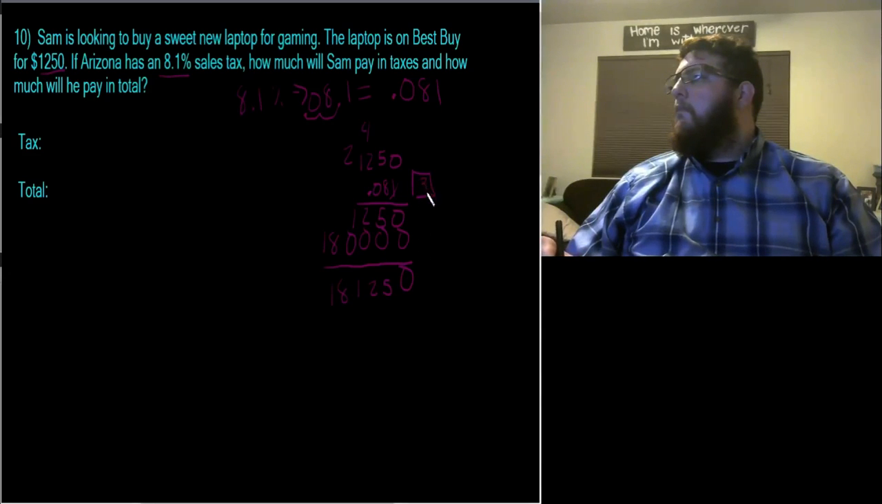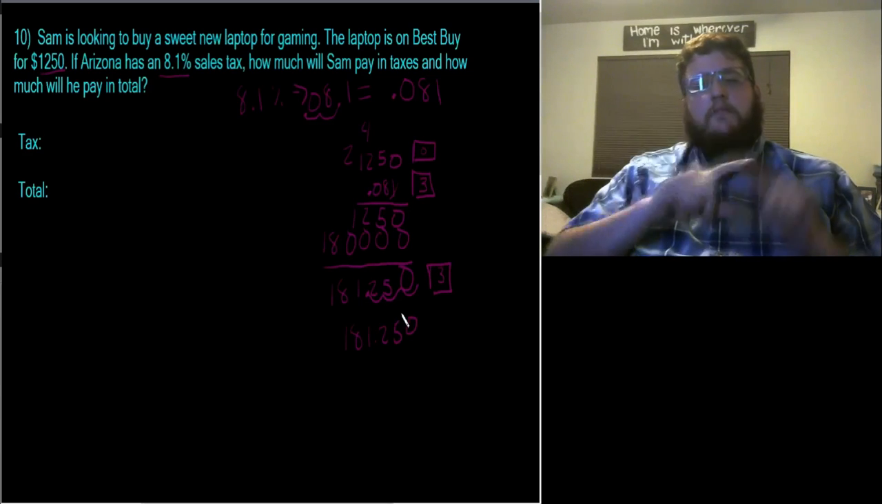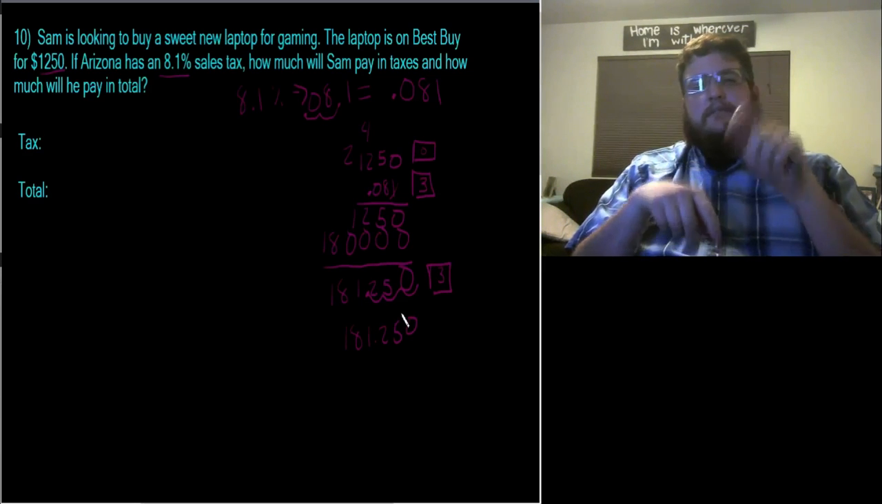Now I've got 3 decimal places here, which means I need to move my decimal over 3 times. Left with 181.25. So the tax I'm paying on the laptop is $181.25.